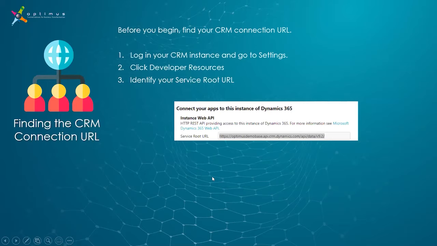Okay, so the first thing that you need to know is how to identify the URL that you are going to use in your report. The first thing is that you need to go directly to the CRM, go to settings, go to developer resources and identify the service root URL. And that basically is the service root URL that appears in Instance Web API. Okay, how to do it?